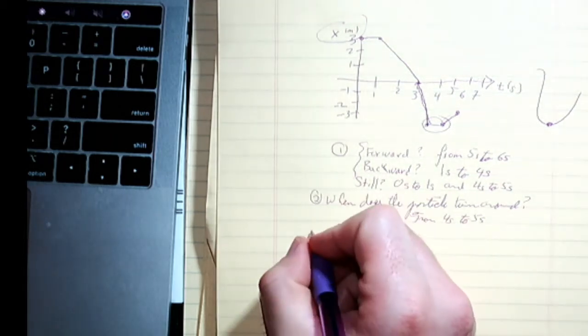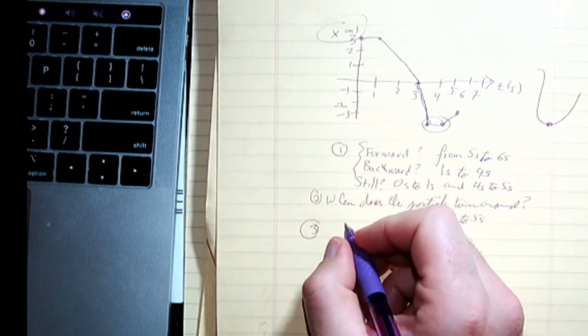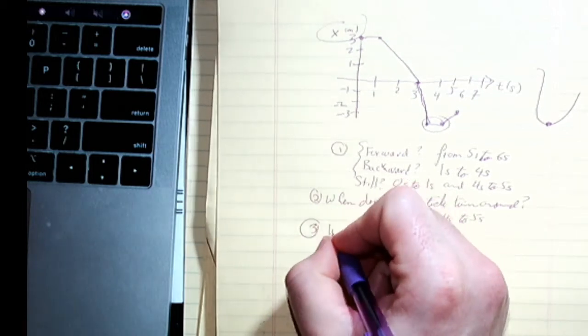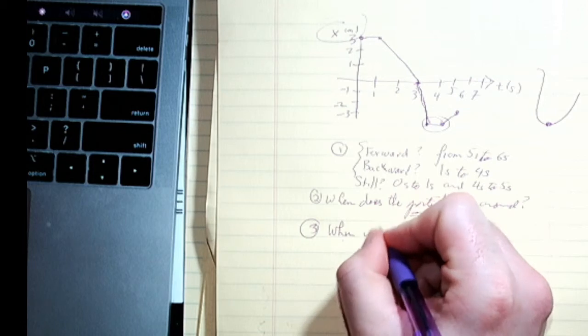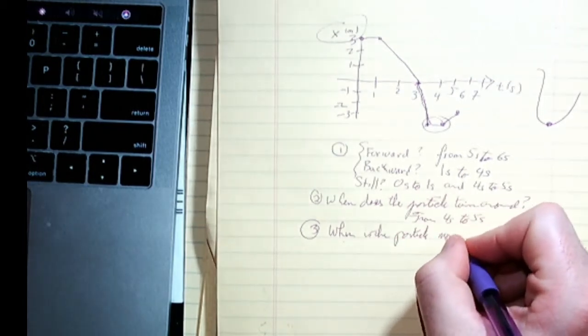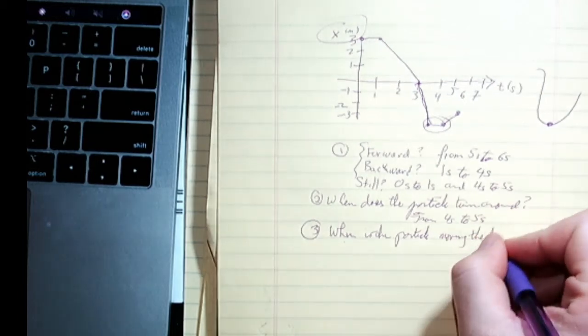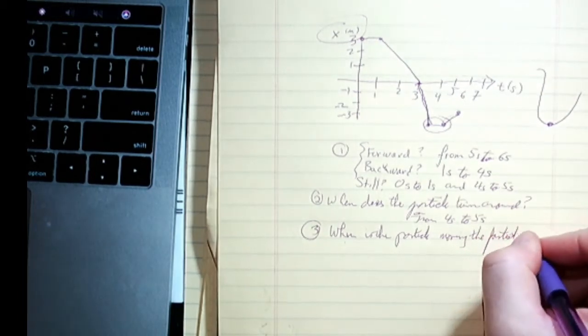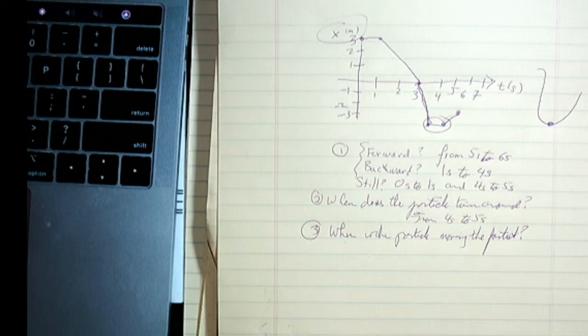How about question 3? It says, when is the particle moving the fastest? So first thing we have to ask is, what does speed even look like on this graph? What does speed look like on a position graph? Well, what does it mean to be going fast? That means that your position is changing very quickly per unit time, right? It means you have a high meters per second or high miles per hour.